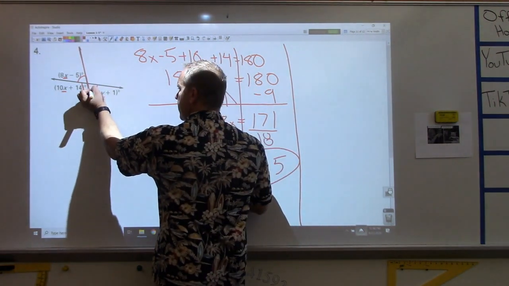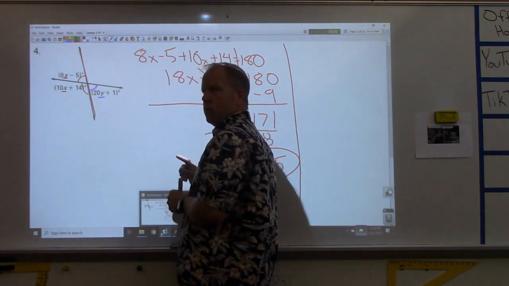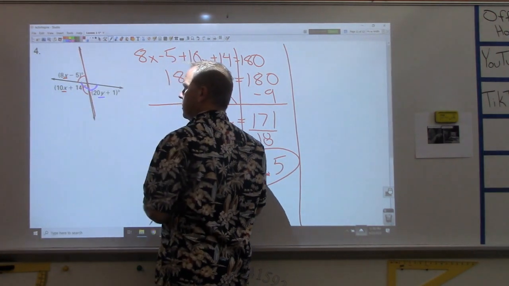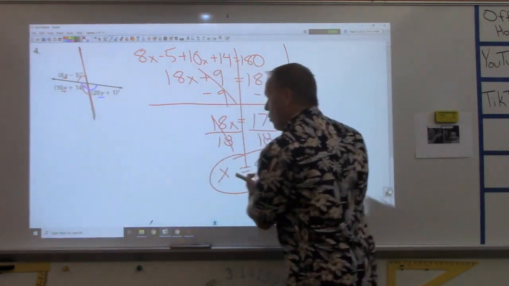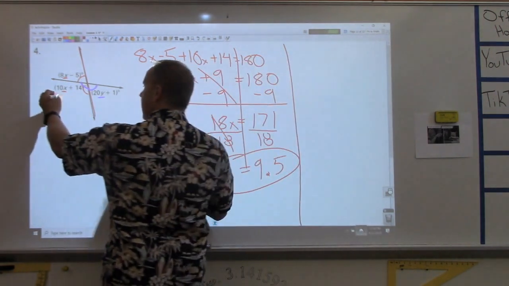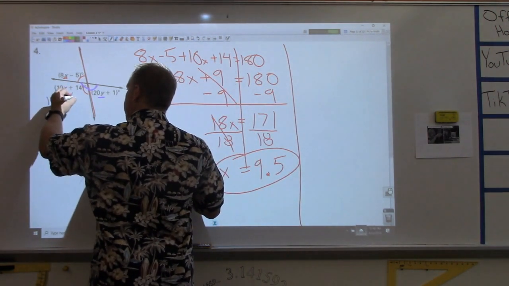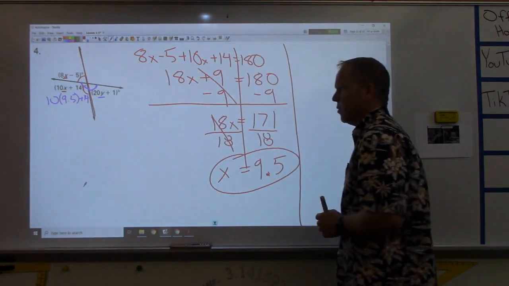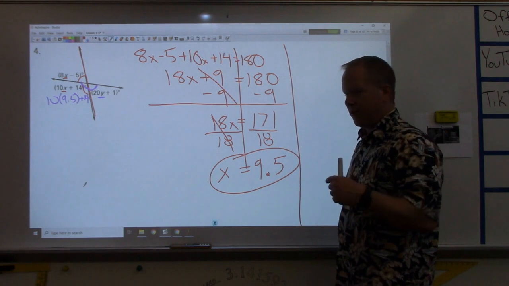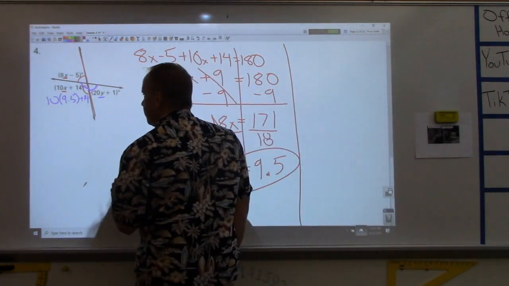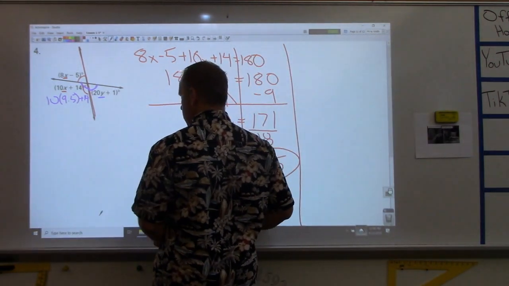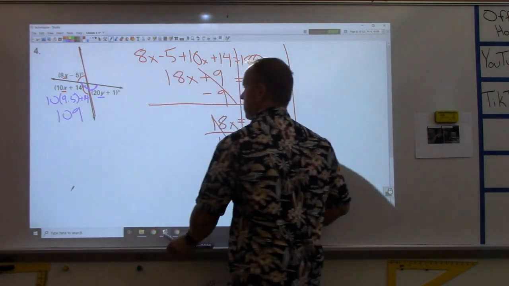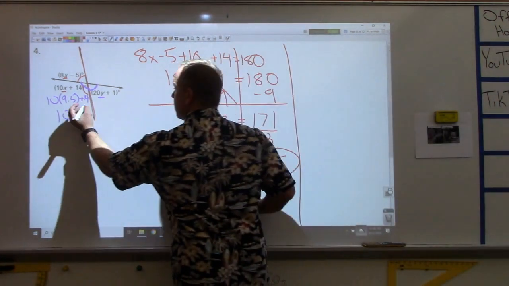That is this angle right here. Well, that angle is a linear pair with this angle. But that's an x and that's a y. Well, we now know what x is, so I can plug that in and I can find that. 10 times 9.5 plus 14. 95 plus 14. 10 times 9.5 is 95. You should know that one. That's a quick one. 95 plus 14 is 109. So now, this angle is 109 degrees.